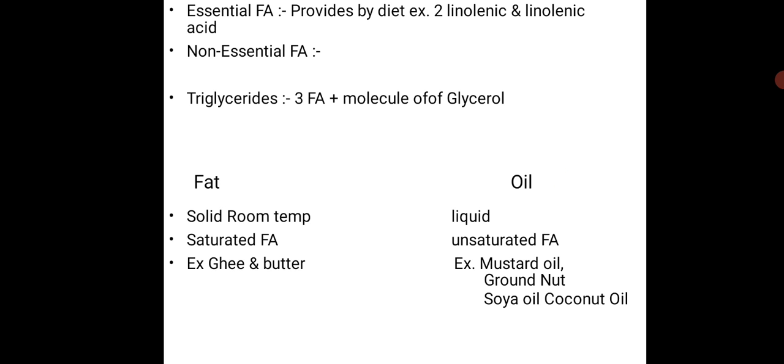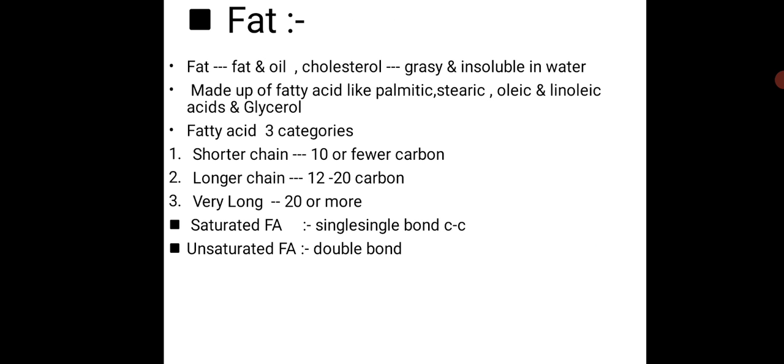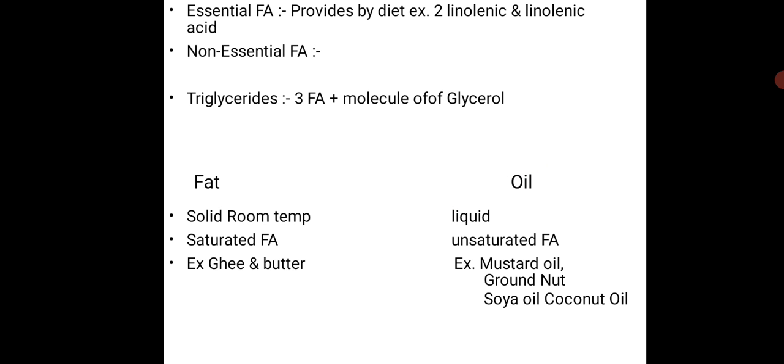Then oil is liquid at room temperature. Refined soybean oil that we use is an example of oil, a liquid. Then mustard oil, groundnut oil, soya oil, coconut oil are examples. They are liquid at room temperature and contain unsaturated fatty acids, meaning double bonds or triple bonds are present in the carbon chain.